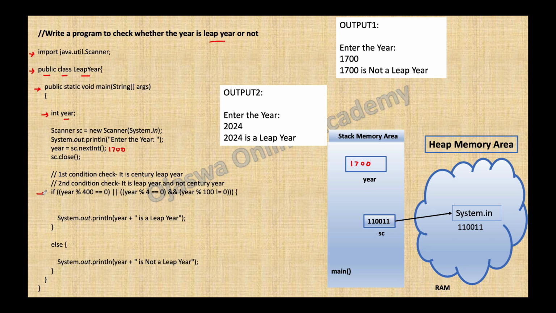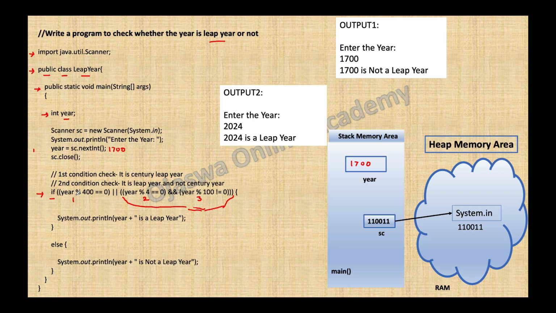Now here comes the logic. We are writing if condition. There are 3 conditions to be checked. This is the first condition, this is the second condition, and this is the third condition. But these 2 conditions are combined because of the logical AND operator. So the first condition is year modulo 400. That means when you divide the year by 400, modulo operator gives the remainder.